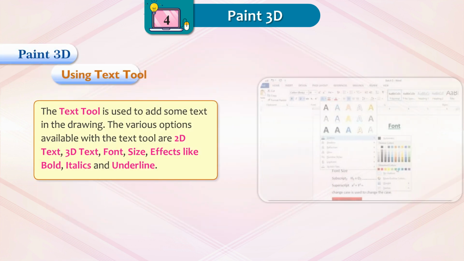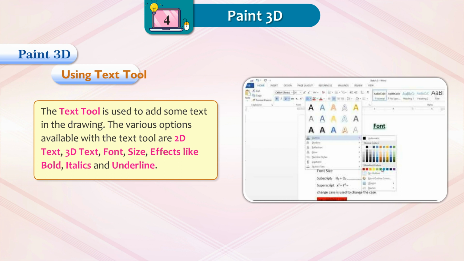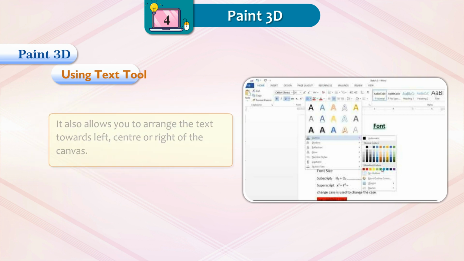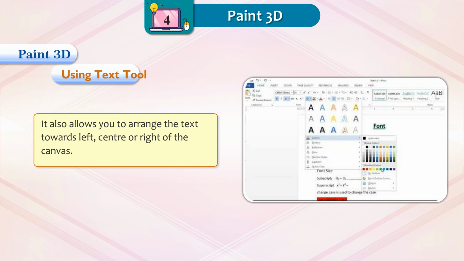Using Text tool. The Text tool is used to add some text in the drawing. The various options available with the Text tool are 2D text, 3D text, font, size, and effects like bold, italics, and underline. It also allows you to arrange the text towards left, center, or right of the canvas.